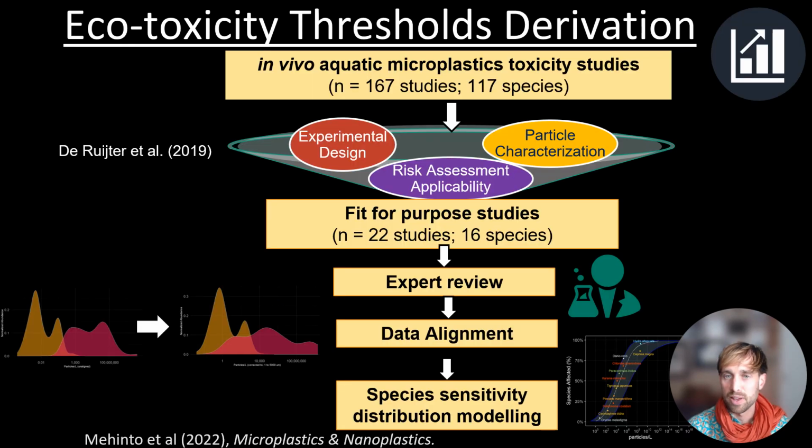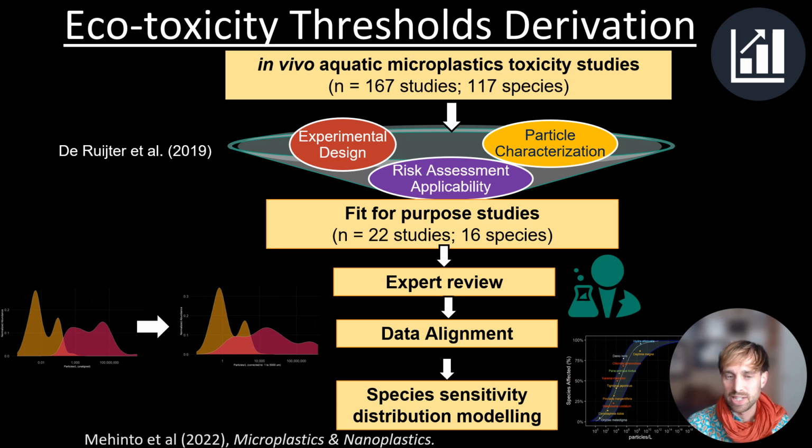In terms of assessing risks to aquatic organisms, here we were dealing with a far greater number of studies, 167 in total, with documented effects on 117 species. Unfortunately, the vast majority of these studies were not deemed to be reliable according to our quality standards. Of these, only 22 studies and 16 species were considered to be useful, which then underwent additional expert review.